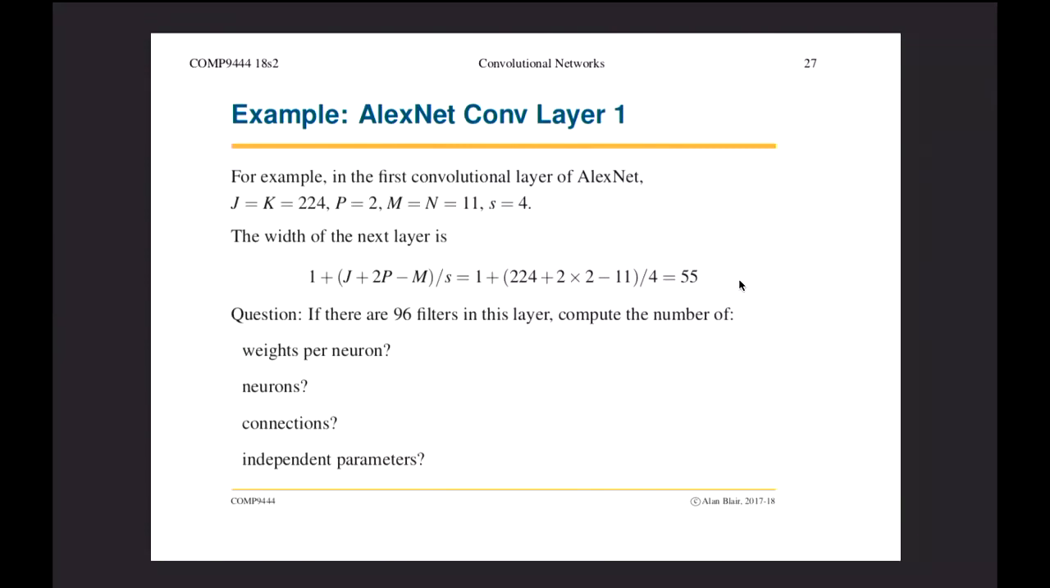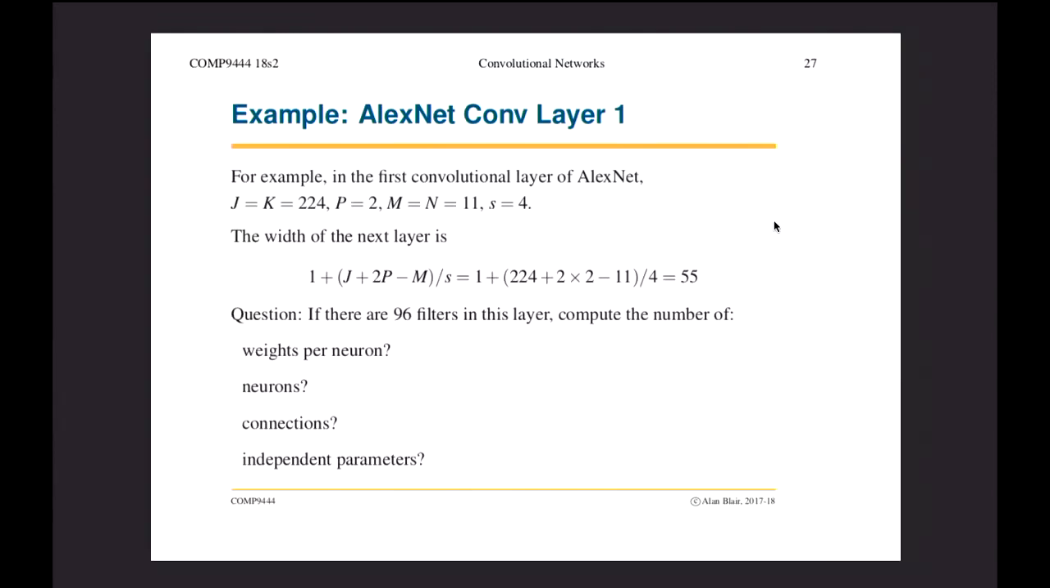So what's the width of the next layer? Well, we just use that formula. So J plus 2P minus M, that's 224 plus 2 times 2 minus 11, and we divide that by 4 and add 1, and we get 55, right? So those neurons in the first layer are going to be in little arrays of size 55 by 55.